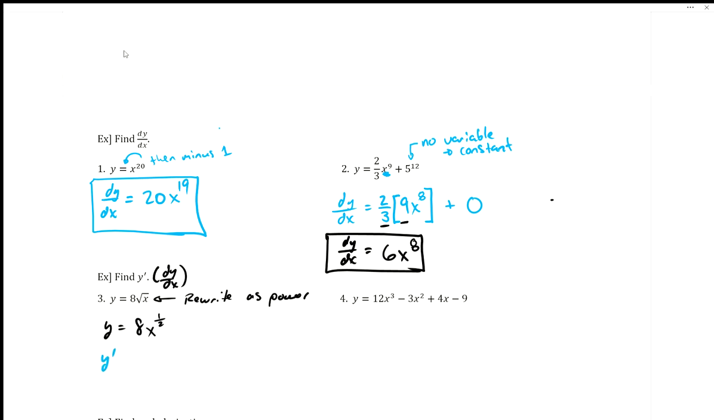So let's write it as y prime equals, and then the 8's just there. Oops, let me keep it in blue. So the 8's just there. And then now we're doing our power rule to that. So it's saying put the 1/2 in front of the x, and then minus 1 from the power. If you need scratch work to the side, that's fine.